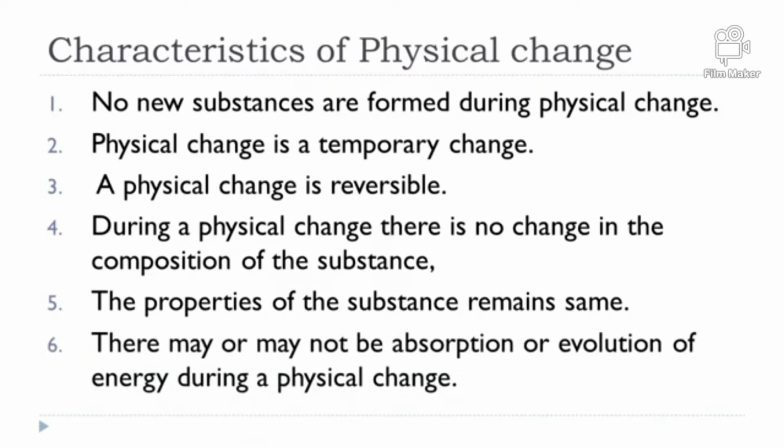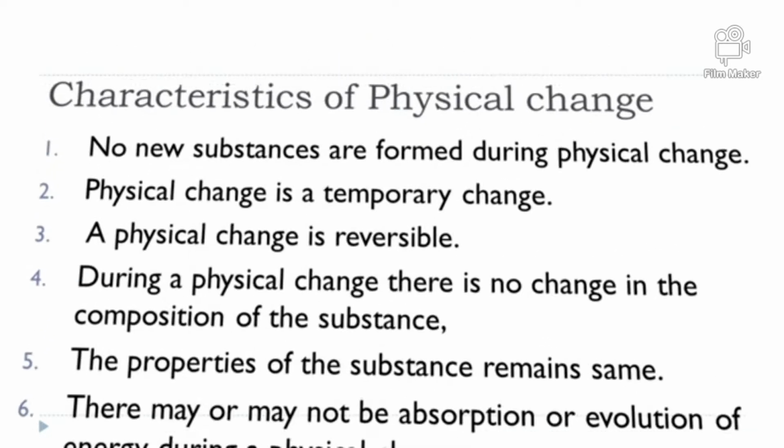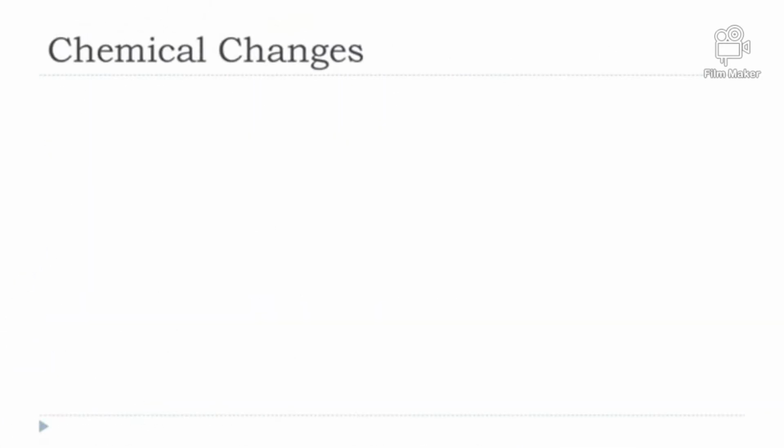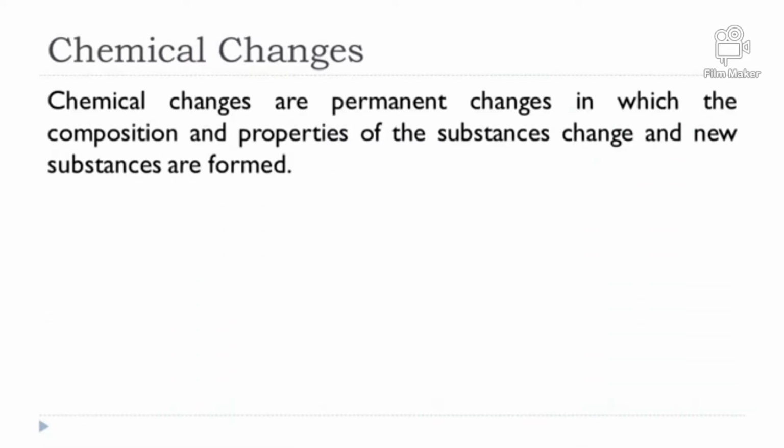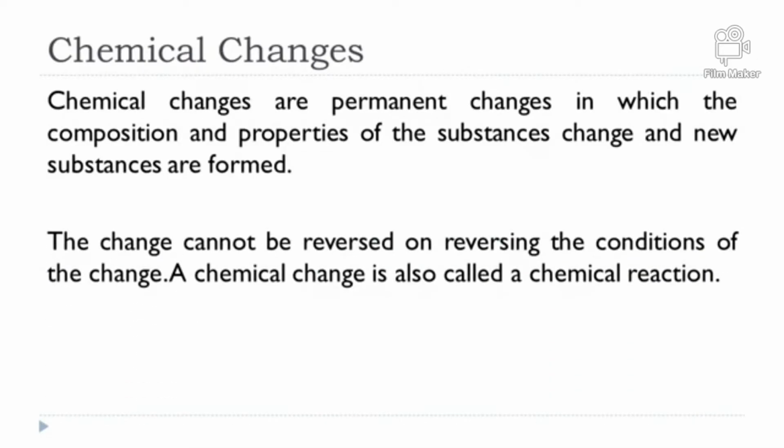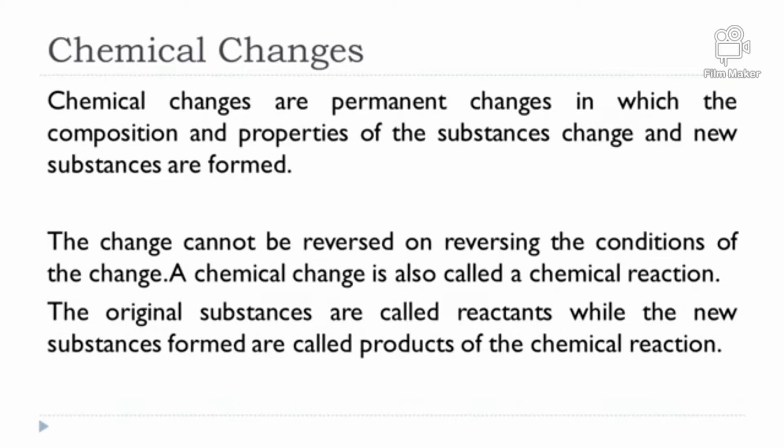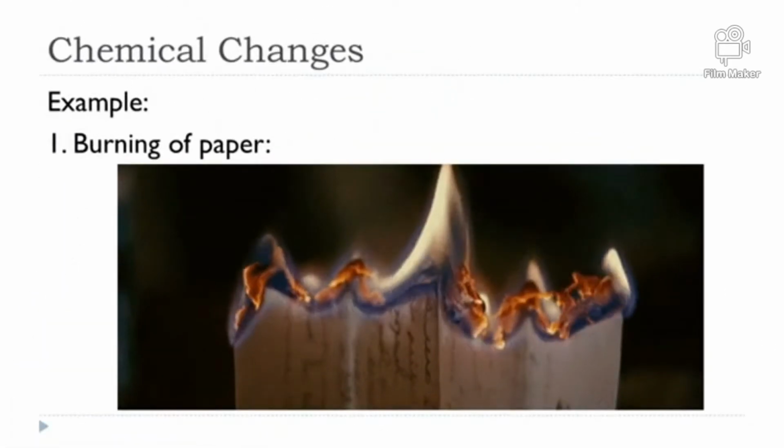Moving forward to chemical changes. Chemical changes are permanent changes in which the composition and properties of the substance change and new substances are formed. The change cannot be reversed on reversing the conditions of the change. A chemical change is also called a chemical reaction. The original substances are called reactants, while the new substances formed are called products of the chemical reaction.